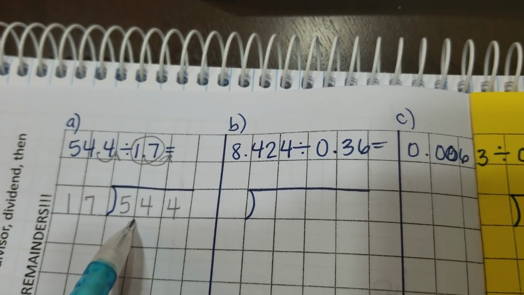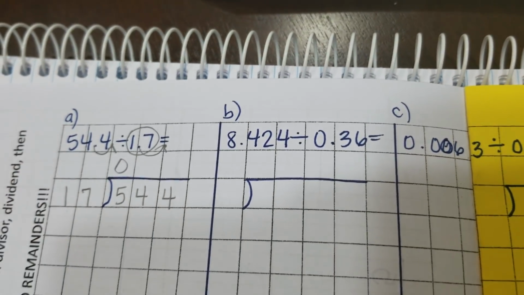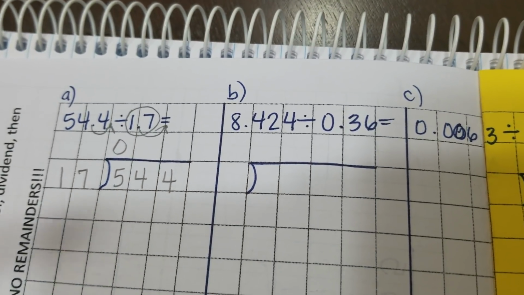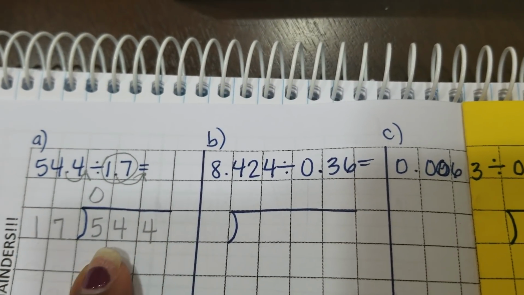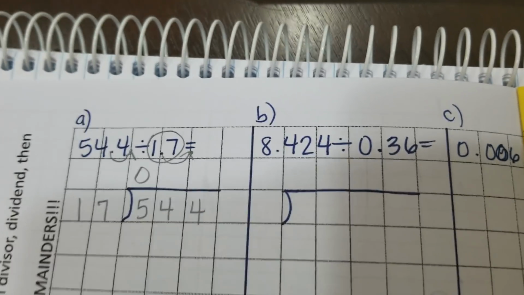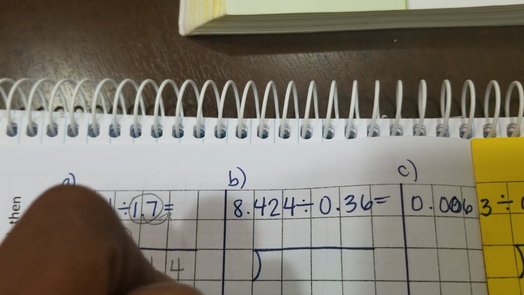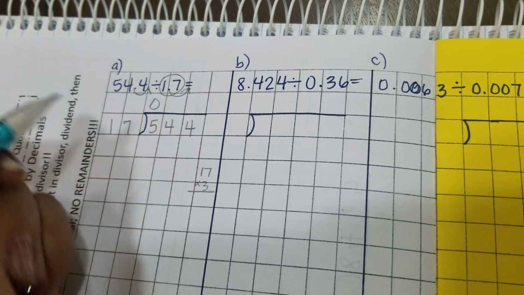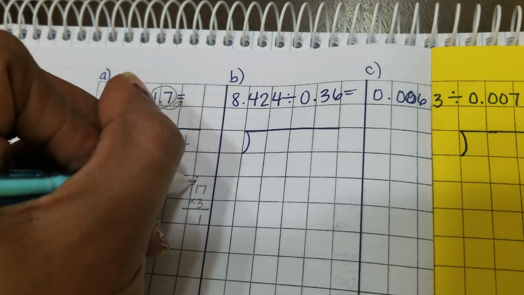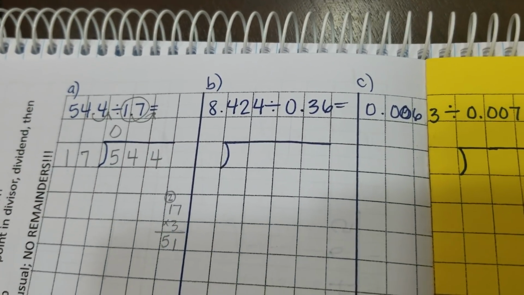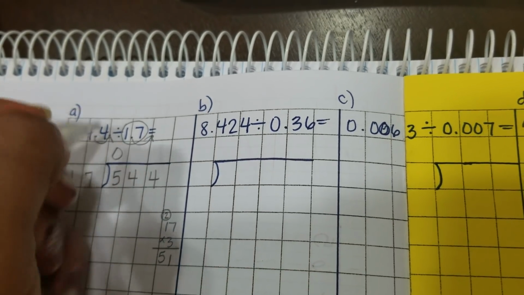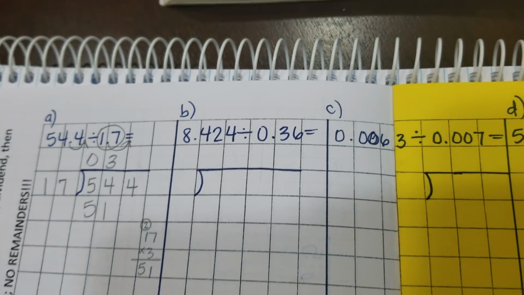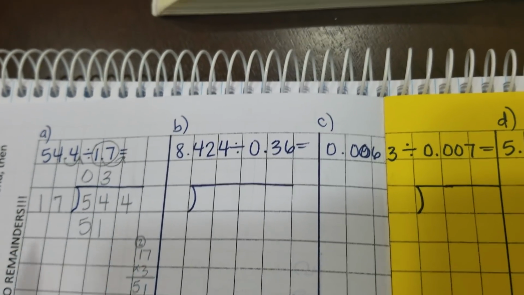17 cannot go into 5. And then we can look at 17 into 54. So 17 is about 20, 54 is about 60. Let's try 3 times. So let's do 17 times 3. So we have 1, carry a 2, and 5. 17 times 3 is 51. So we can use that. We'll put 51 here and the 3 at the top. So 3 times 17 is 51.